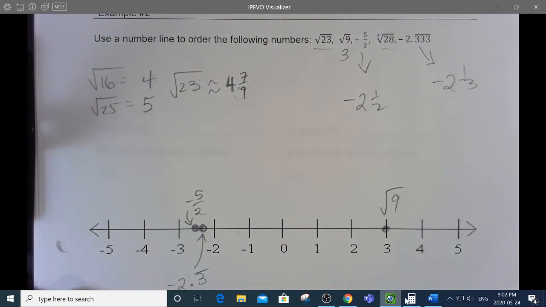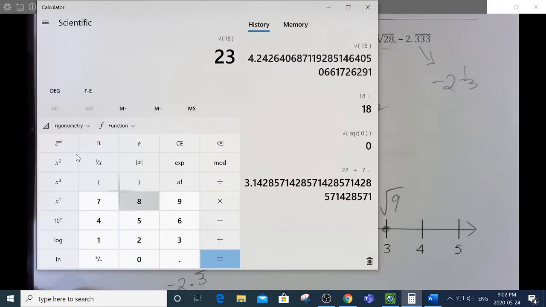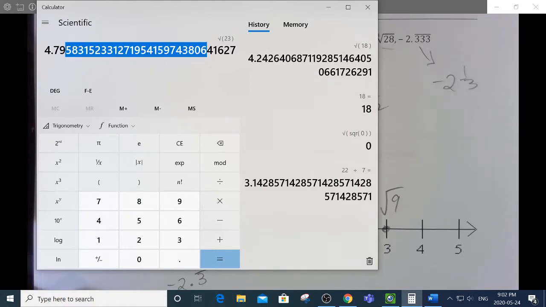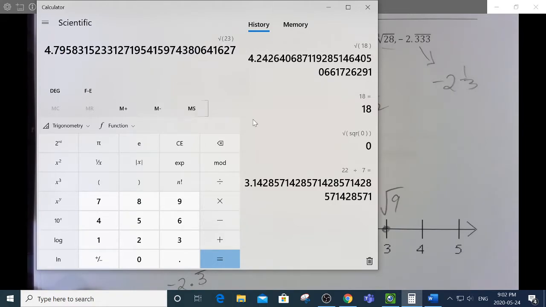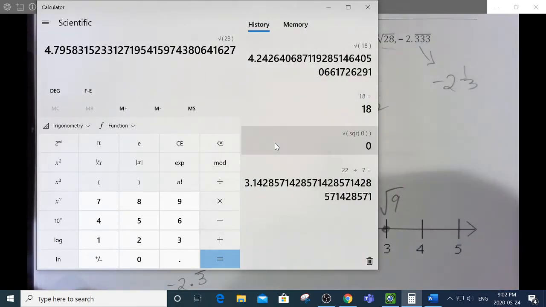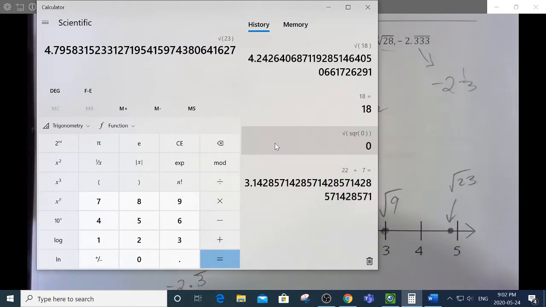Here, let's get a calculator up again. The square root of 23 is 4.79. So I'm off by 2/100ths. And then again, notice there's no repeating pattern to that. So it's around 4 and 7/9. So that's about here, 7/9 of the way. Kind of eyeballing that. But there we go. There's my root 23.